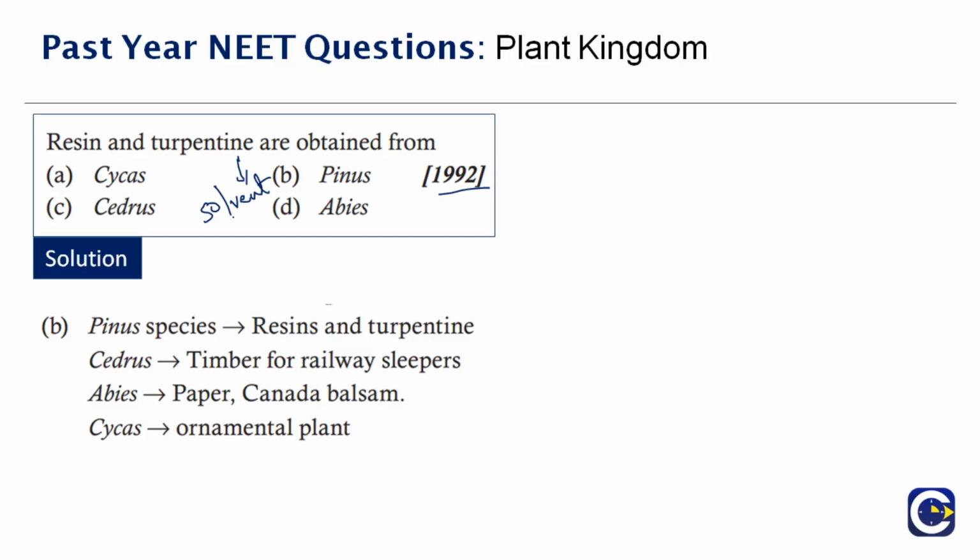If you see, the correct answer is Pinus. Okay, in the solution part you can see Pinus will give you resin and turpentine. Cedrus gives you timber for railway sleepers. Abies actually gives you paper, and Cycas gives you an ornamental plant. Therefore, the correct answer to this question is option B, Pinus. And we all know turpentine is a fluid which is obtained by distillation of resin. This happens from live trees, mainly pines. And this turpentine is highly used as a solvent in many building constructions and especially new constructions.